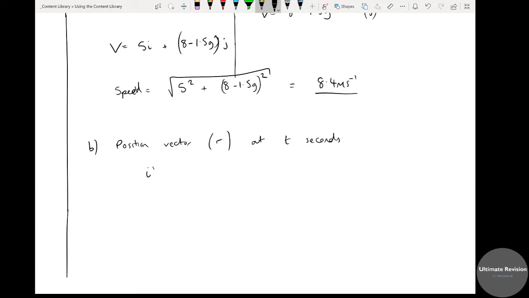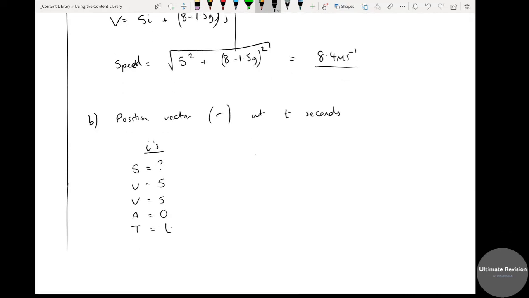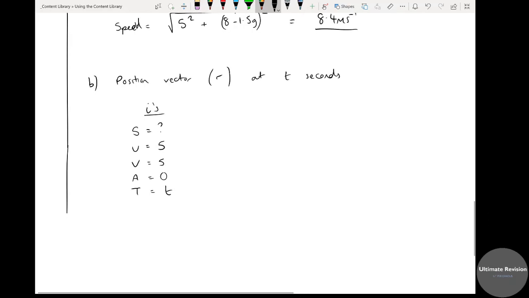So again, let's look at the I's. Let's be methodical. That's what we're trying to work out. We know that that's 5, and we also know that's 5, and that's 0, and the time is t. Okay, so the I component: distance equals speed times time, because the acceleration is 0. So in this case, R in the I direction is simply 5t.